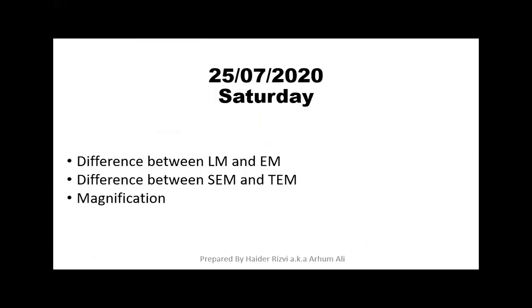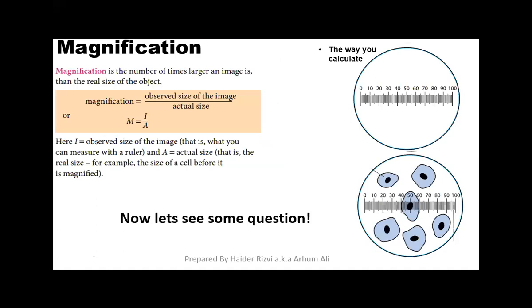Now, in the last class we discussed, हमने discuss किया था about the differences and magnification is now just हम लोग इसको फटाफट से eat out करेंगे. Magnification क्या है? Magnification is the number of times larger an image is. कितने times एक image larger है than the real size of the object. इसका basic formula होता है m equals to I, which is m equals to the observed size of the image and the actual size. Now, when it is m equals to I, तो I is observed size of the image.